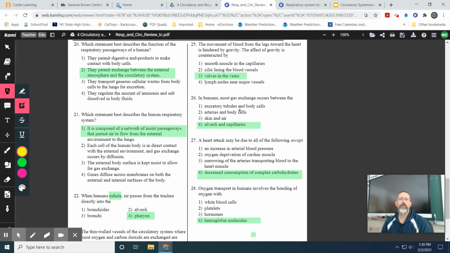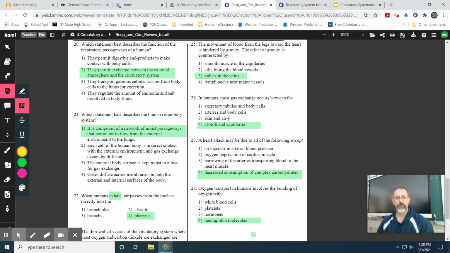Almost done. 25, the movement of blood from the legs toward the heart is hindered. It's held back. It's a problem because of gravity. And gravity is counteracted by the valves in your veins. The blood goes up on a heartbeat. When it tries to fall back down due to gravity, there's a valve that closes behind it, doesn't let it fall back to your toes.